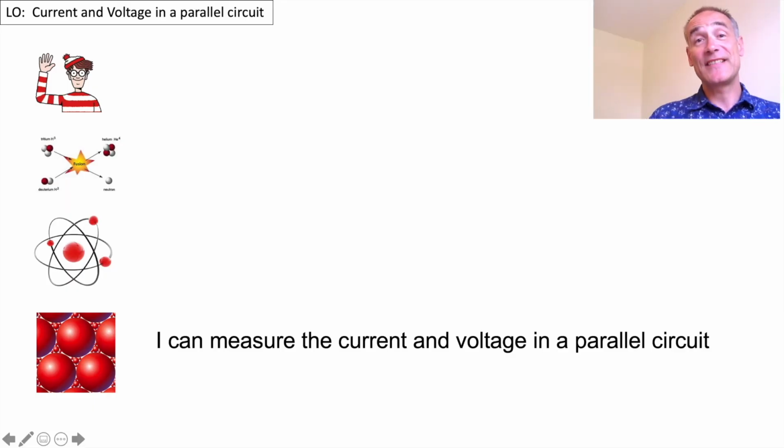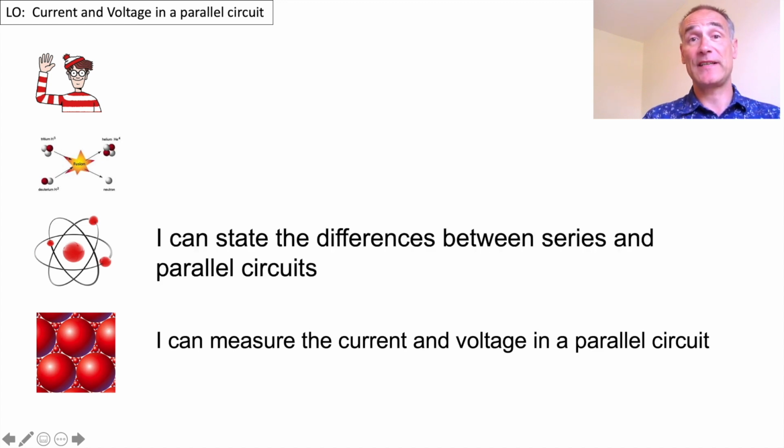Hi, year 8. Today we're going to look at current and potential difference in a parallel circuit. So by the end of this lesson, you'll be able to see how to measure current and potential difference in a parallel circuit. You'll be able to state the differences between the series circuits we looked at last lesson and the parallel circuits we look at this lesson.